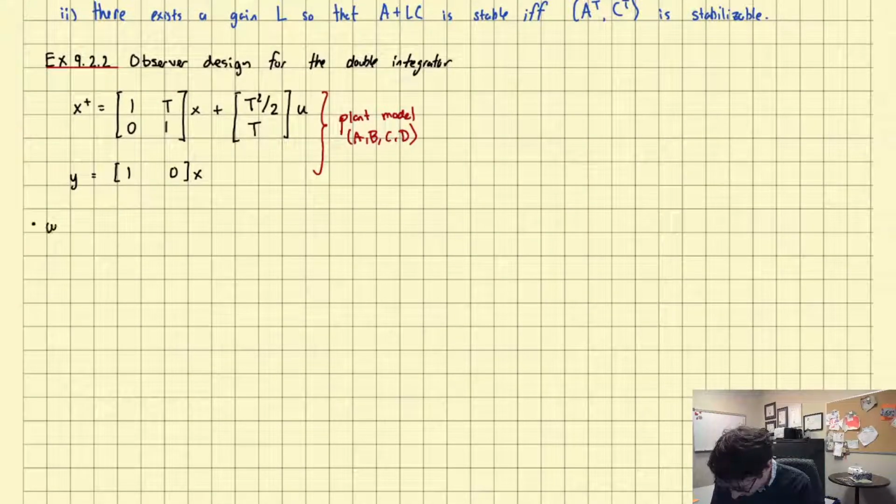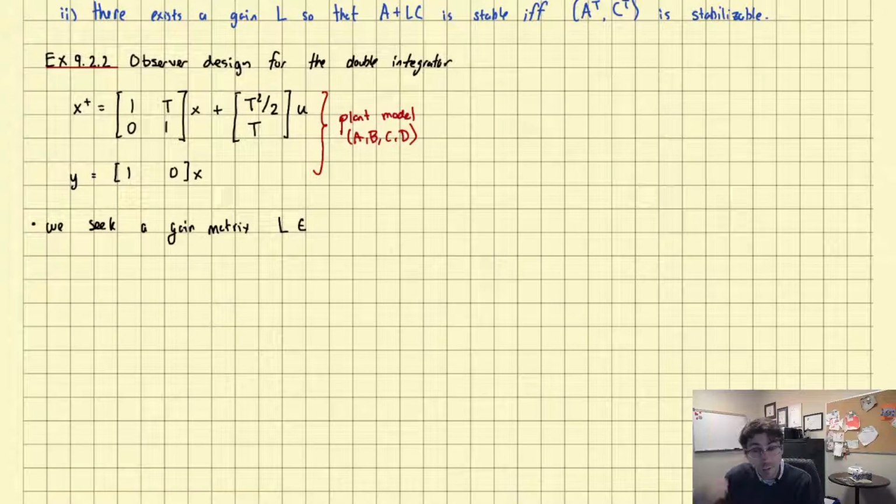So we seek a gain matrix L. Now L in this case, remember, the number of rows equals the number of states, and there are 2 states here, so it's going to be two rows, and the number of columns equals the number of outputs. In this case, there's just 1 output, so it's going to be 2 by 1.